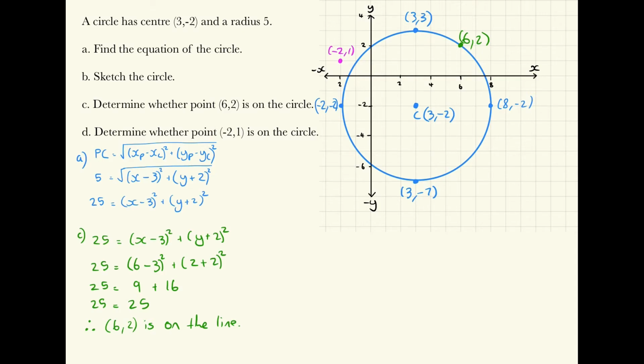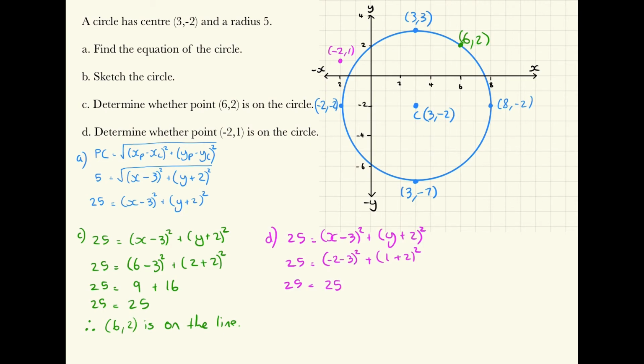It's our last question, and I'll do question D right here. All right, again, let's go ahead and write the equation of our circle. 25 equals x minus 3 squared plus y plus 2 squared. Now using the coordinates negative 2, 1, let's go ahead and substitute. So 25 equals negative 2 take 3 squared plus 1 plus 2 squared. I'm going to solve for the right-hand side now. So negative 2 take 3 is negative 5. Negative 5 squared is 25.